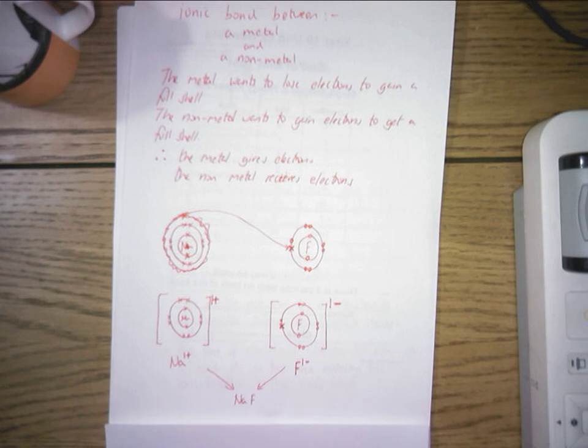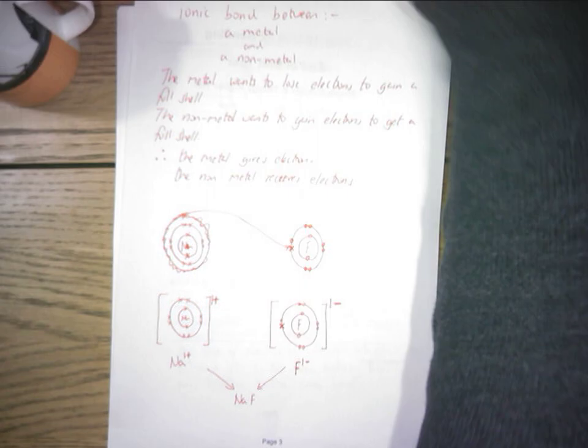They're both ions. And of course now the positive ion and the negative ion are attracted to one another because opposite charges attract, and they come together to form the compound NaF, sodium fluoride. All the positiveness of this sodium ion is cancelled out by all the negativeness of this fluoride ion. 1 positive cancelled out by 1 negative to make NaF.